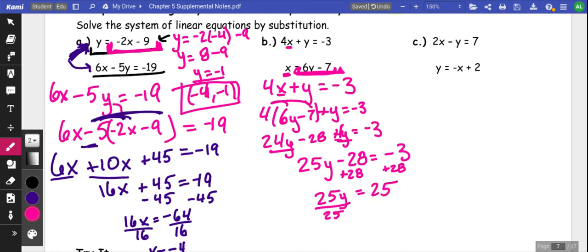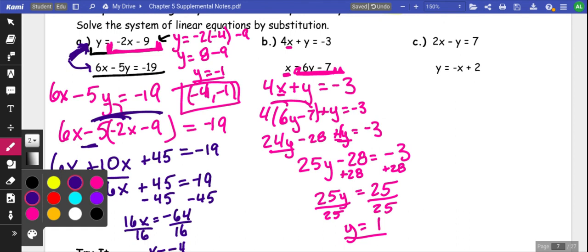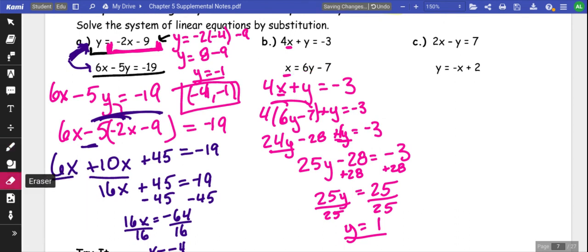So divide each side here. I have multiplying by 25, so I'm going to divide by 25. And I get y is equal to 1. Okay, again, don't get tricked and say, oh, y is equal to 1, that's my answer. You're halfway to your answer. Okay, we still have to take that 1 and plug it back into one of your original equations. It doesn't matter which equation. You should come up with the same answer either way.